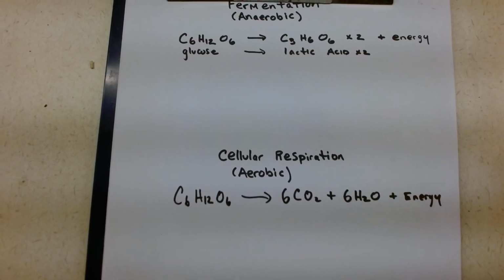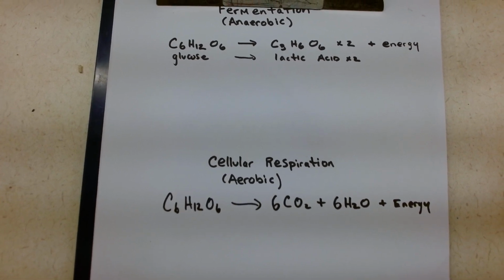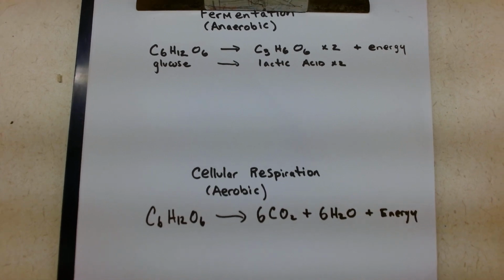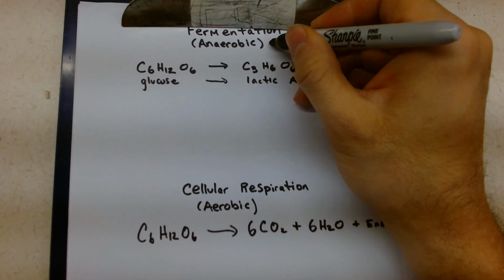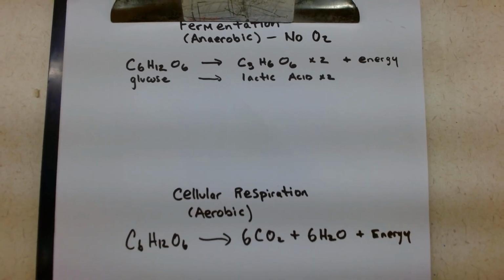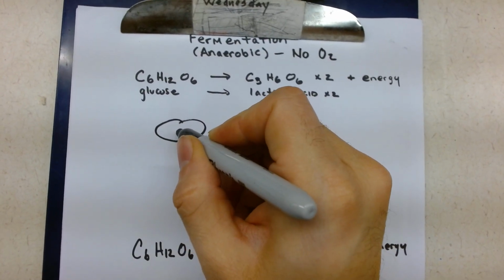Hey students, this is a quick review of the processes that we've discussed. The first one I want to review is fermentation. So fermentation is an anaerobic process. That means no oxygen involved, and this is what happens in bacteria inside of the cytoplasm.